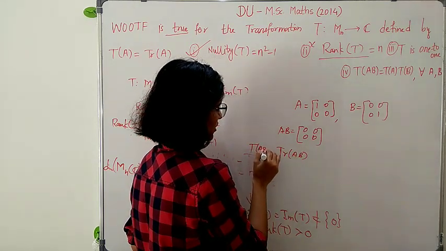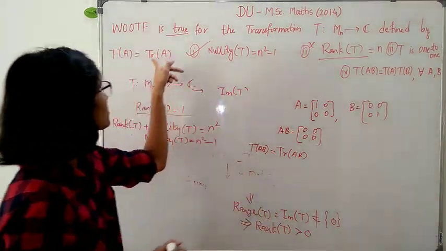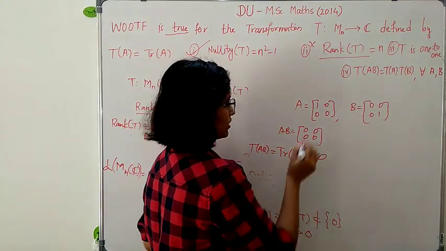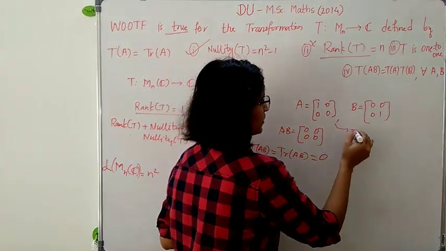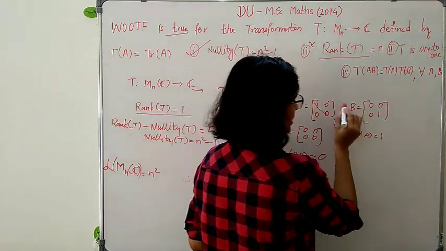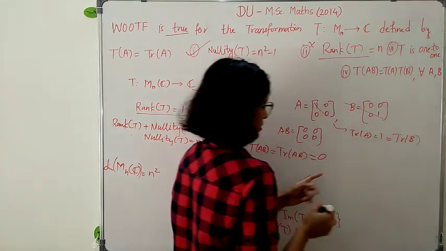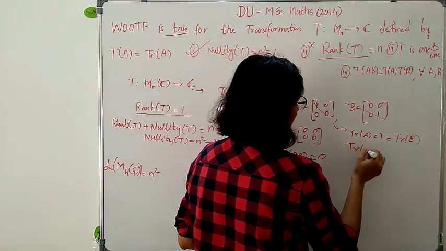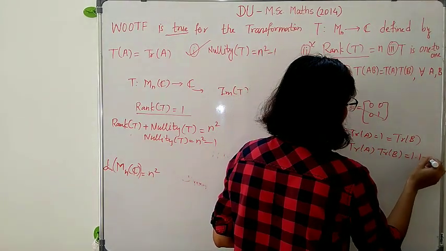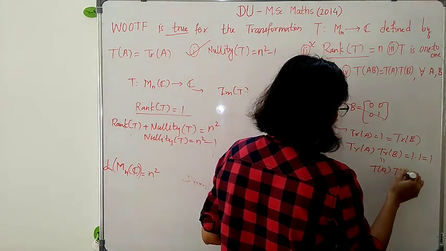Clearly this is T of AB, because I want T of AB, so T of AB is just trace of AB, which is 0, right? But from this, what is trace of A? Sum of diagonal elements, which is 1, and similarly the trace of B is also 1, right? So trace of A into trace of B is equal to 1 into 1, which is 1, and this is clearly T of A into T of B, right?